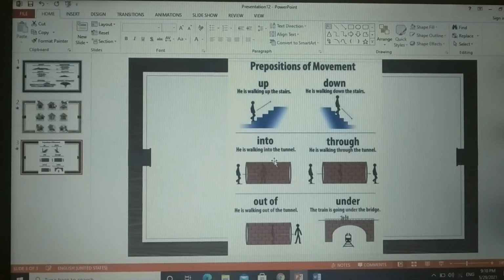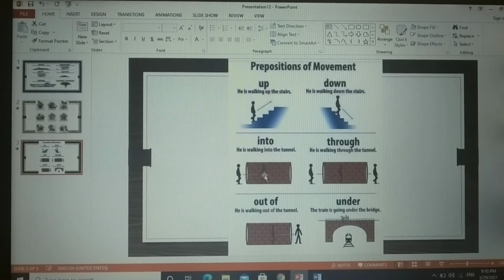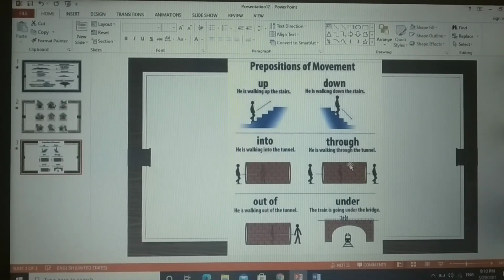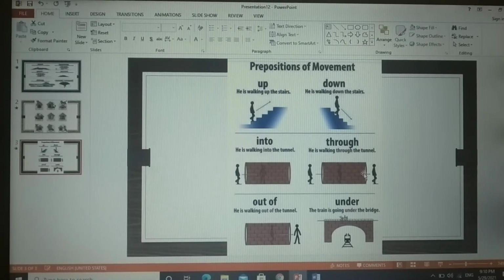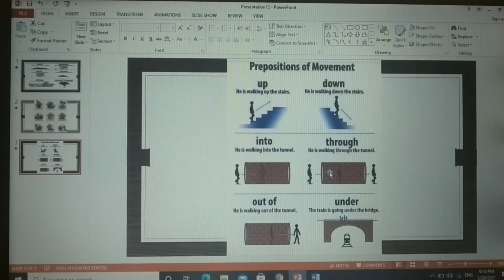And into, he's walking into the tunnel. The tunnel has an inside part. That's why we say he's walking into the tunnel. He will enter the tunnel and he will walk into the tunnel. But through, he's walking through the tunnel. Through, it's kind of a synonym, guys. Through the tunnel. It has inside again. This person will enter here, and behind the walls we will not see if he moves.